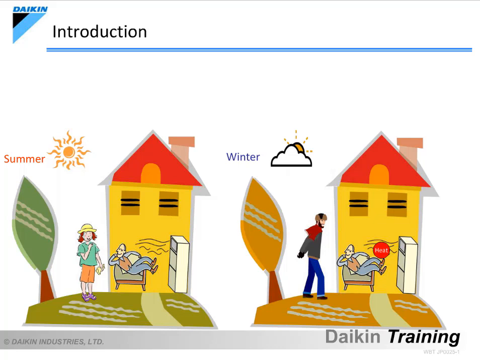In the winter, heat escapes from the indoors to the outdoors. In order to maintain the comfort level of the indoor areas, the room must be heated. The amount of heat that must be provided is referred to as the heating load. The cooling and heating loads together are referred to as the heat load.